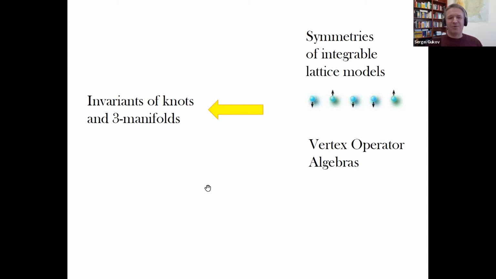So in quantum topology, we often construct invariants of topological objects in 3 dimensions. That would be 3-manifolds and knots and links, out of basic algebraic ingredients. So in technical terms, this could be modular data, R-matrices, things like that. But these algebraic objects usually come from a completely different field. For example, they can describe symmetries of integrable lattice models or vertex operator algebras. And this interplay between algebraic ingredients providing fuel or basic building blocks for topology is what we usually call quantum topology.